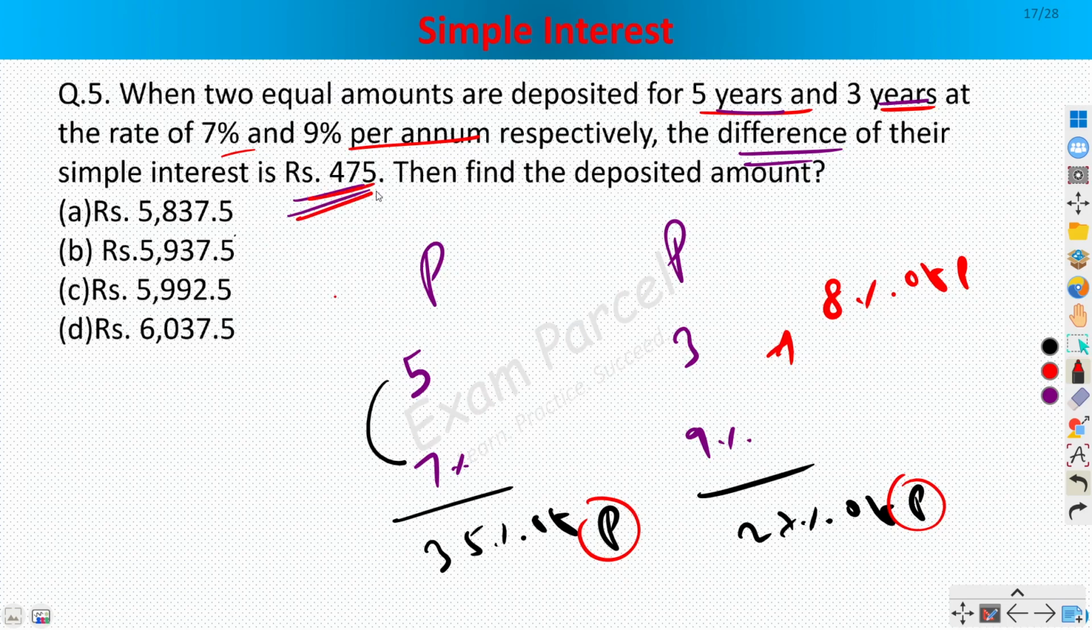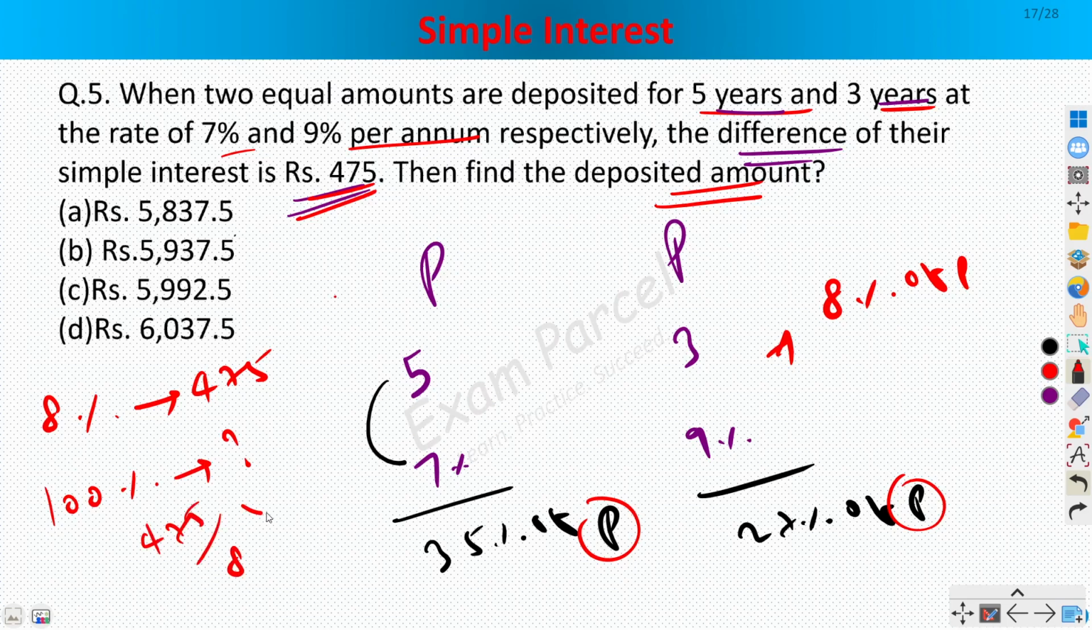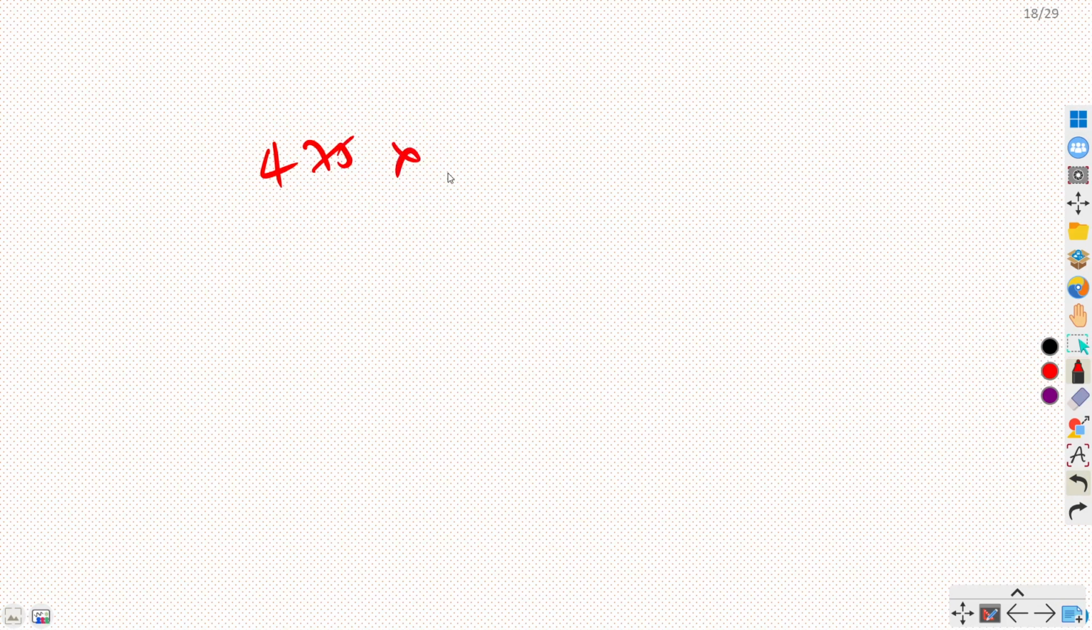So 8% value is given as 475 and I want principal. So that is 100%, right? So 8% value is 475. Then what is the value of 100%? So we can calculate here 475 by 8 into 100. So that is 475 into 12.5.